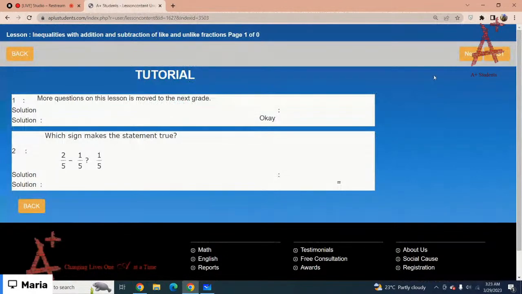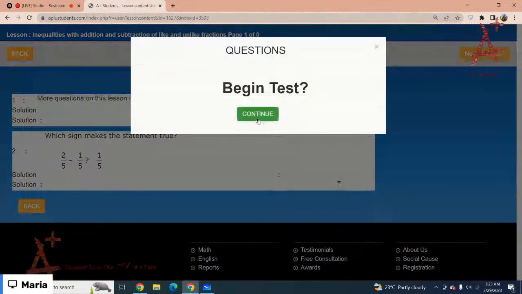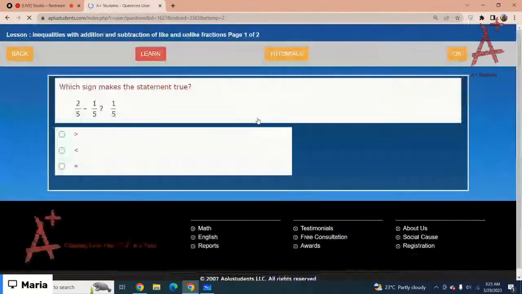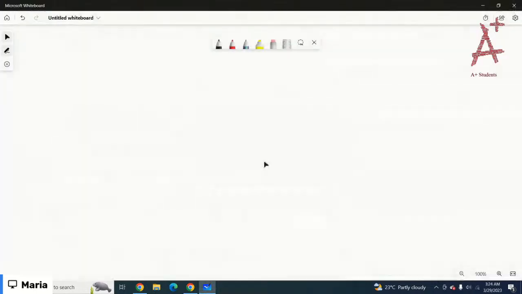So more questions on the lesson is moved to the next grade. Let's see if we have something on the test. Which sign makes the statement true? 2 by 5 minus 1 by 5. You have to compare. Both of the fractions are like fractions, got it? Because they have the same denominator.